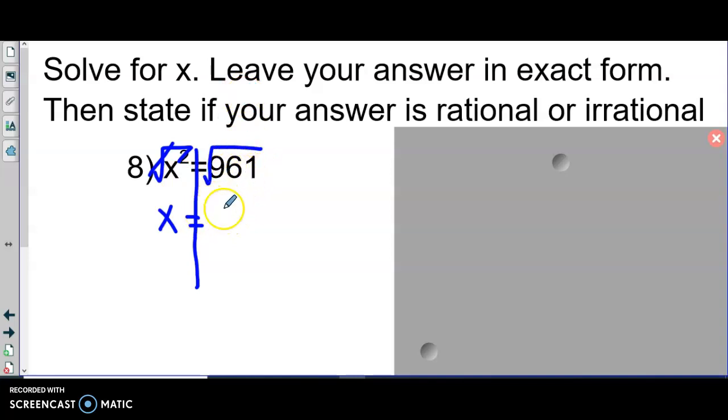Now, something that I'm kicking myself for not mentioning if you've watched the other videos: every time you take a square root, there is a positive and a negative answer. So your calculator just tells you positive 31, but you have to know that negative 31 also works. So this has two answers.